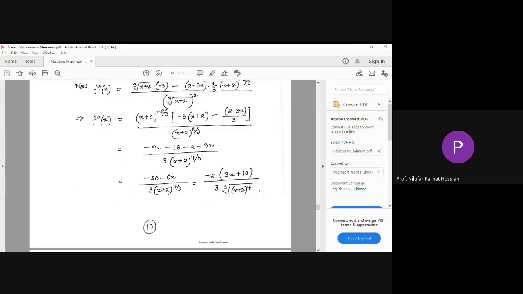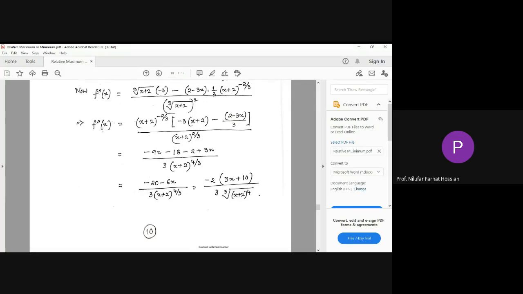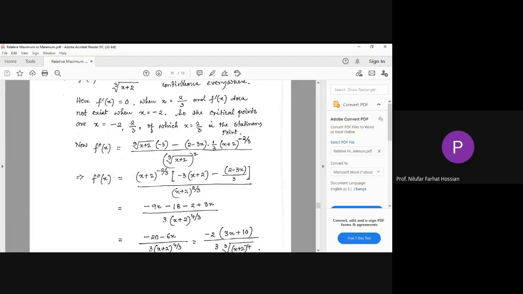So now you have to find the values of this second order derivative separately when x equal to minus 2 and when x equal to 2 by 3. If the value of this second order derivative is less than 0, the original function will have a maximum, right? And if the value of this derivative at a particular point is positive, then the original function will have a relative minimum at that point.